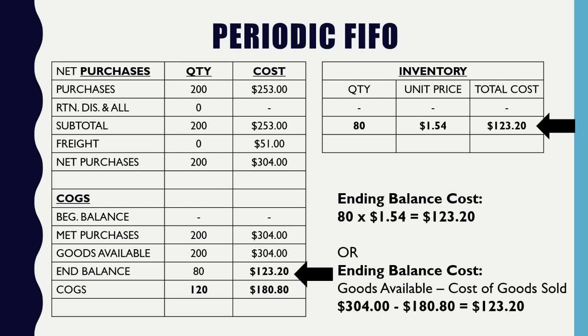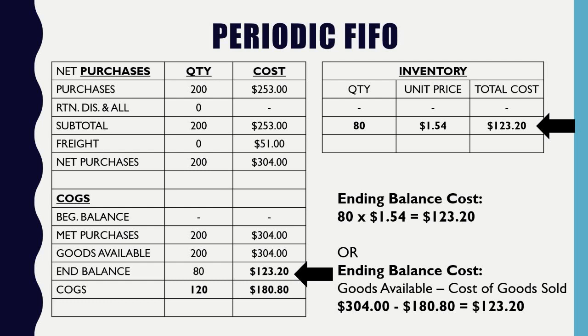Okay, so therefore, my inventory on hand is going to reflect that I should have 80 units left in my inventory at $1.54. Either you solve it that way, or if I know the cost of goods sold is $180.80, I take my goods available of $304 and subtract out my $180.80, and I get $123.20. Or if I solve it the other way, take my 80 items times $1.54, that's the same thing. I'm still going to get $123.20.